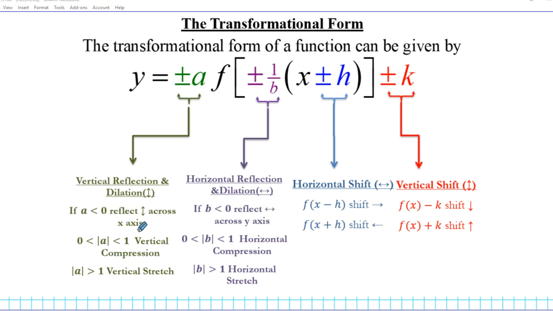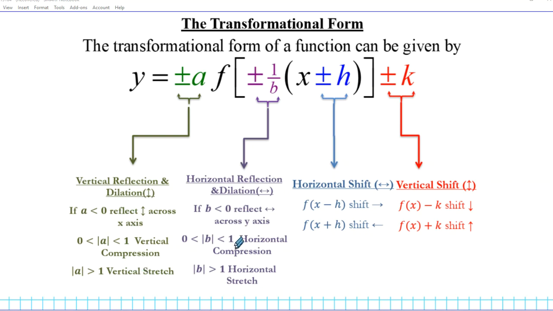If you take a look at the details for a, the sign of a results in a vertical reflection across the x-axis. If a is negative, you have a reflection. If it's positive, you do not. The absolute value of a indicates the presence or absence of a dilation in the vertical direction. If the absolute value of a is between 0 and 1, you have a vertical compression in the direction of the y-axis. If the absolute value of a is greater than 1, then you have a vertical stretch.